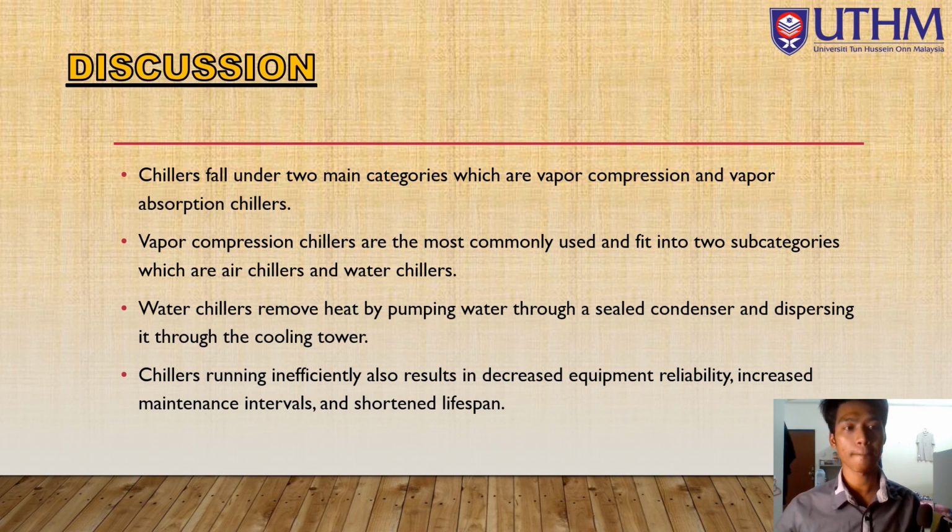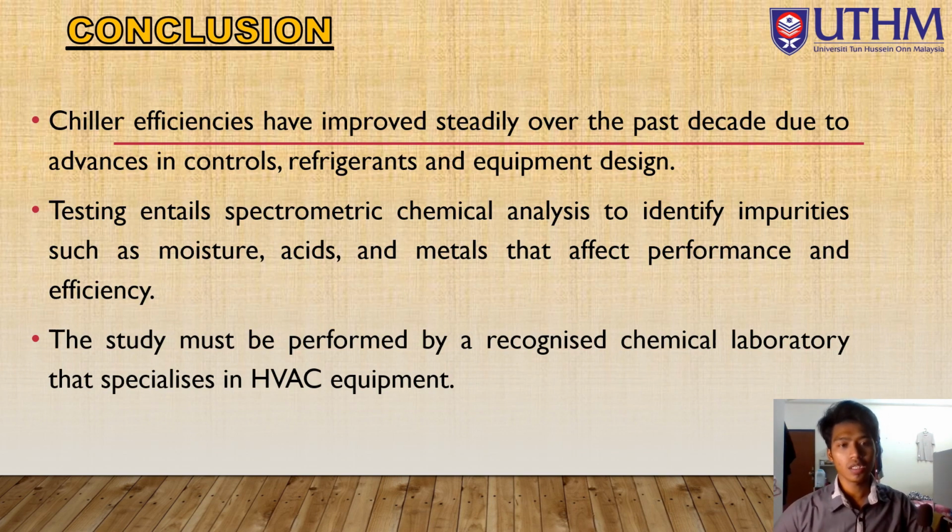For conclusion, chiller efficiencies have improved steadily over the past decade due to advances in controls, refrigerant, and equipment design. Second, testing entails spectrometric chemical analysis to identify impurities such as moisture, acids, and metals that affect performance and efficiency. For the last, the study must be performed by a recognized chemical laboratory that specializes in HVAC equipment.